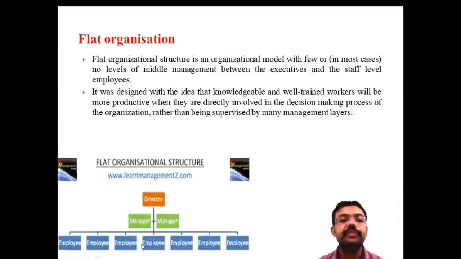This diagram shows the structure. There are a few or no middle level managers between the executives and the staff level. So this category of organization is known as the flat organization. This diagram shows a flat organization structure.